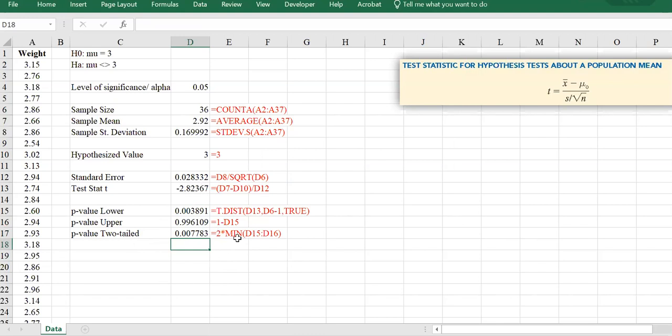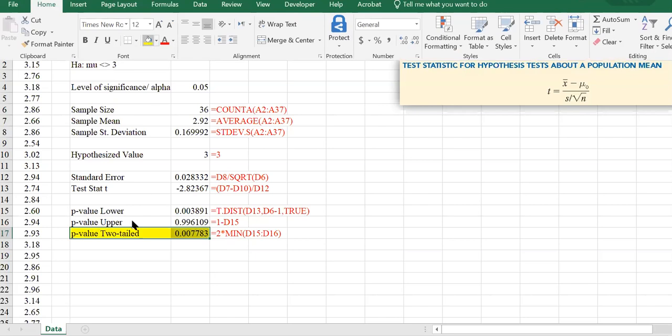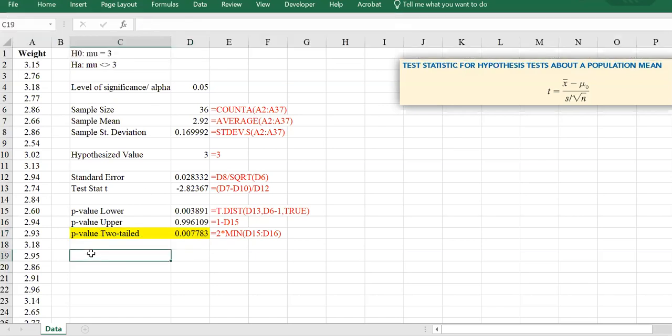All right, so now we have the p-value two-tailed. The type of test that we are actually doing is a two-tailed test, and we need the p-value two-tailed. In step 5, the conclusion step, we just compare this with the level of significance.